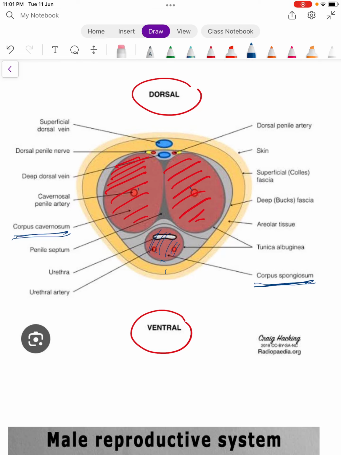Okay. And these three spongy tissue columns become filled up with blood during the erection of the penis. And the other things you have to learn are the superficial dorsal vein, which supplies blood, then the dorsal penile artery, these two, okay, then the dorsal penile nerve. So you have to remember these three things: superficial dorsal vein, dorsal penile artery and dorsal penile nerve. Okay, the rest of the things you can leave.